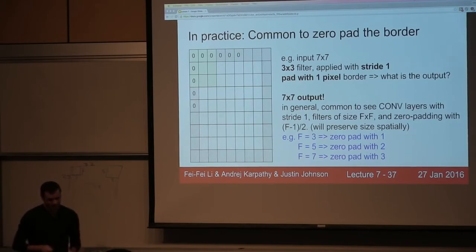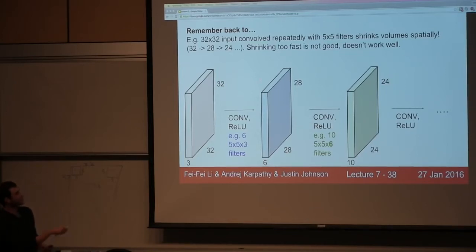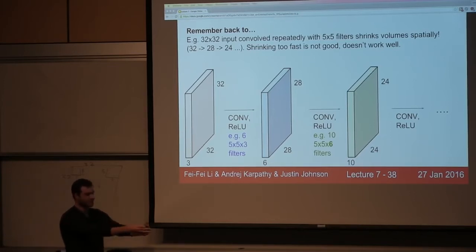Okay. And so one nice property of preserving the spatial sizes we'll see is if you don't do it, then what's going to happen, as we saw in an example from a few slides ago, is that if you just take 5 by 5 filters and you start convolving on top of a 32 by 32 image, you'll see that the size just shrinks over time. And this is not a nice property to have. We went from 32 to 28 to 24, and you end up with a very quick decrease of spatial size.